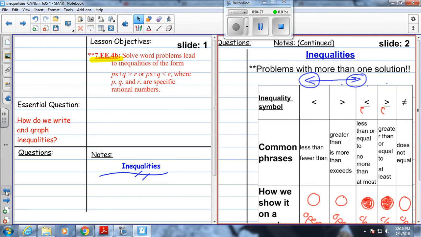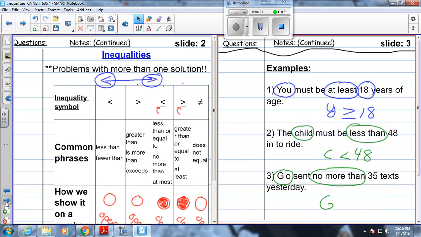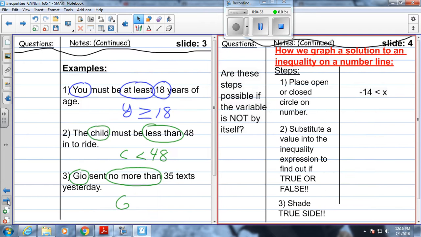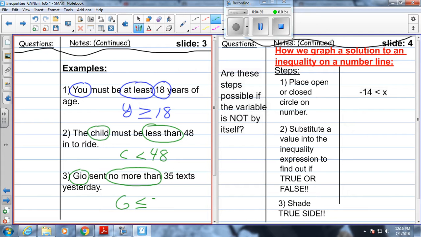It looks like it's going to be that less than or equal to. Notice I'm modeling how we go back to the table to check to see what the words mean. So it has to be less than or equal to 35, because that number showed up there. Okay, so that's how we're going to translate these simple inequalities. We're going to learn how to translate more complex ones in our future.